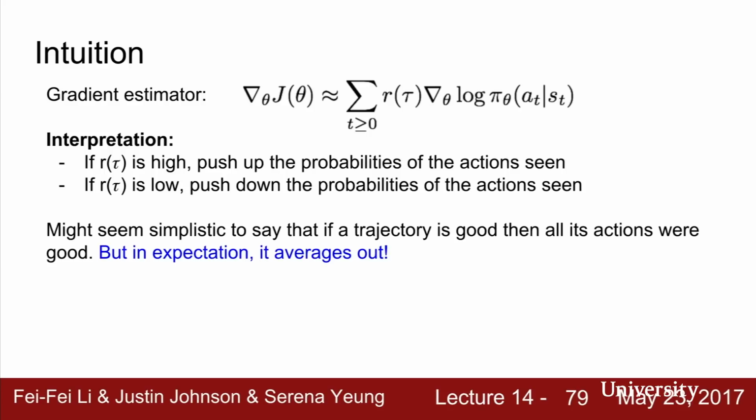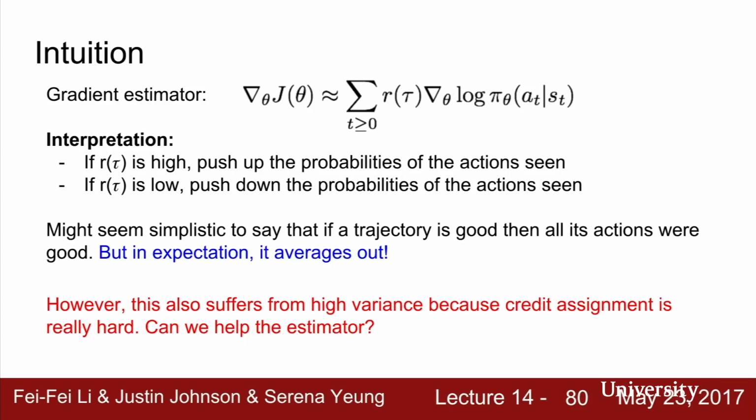Okay, so this might seem simplistic, to say that if a trajectory is good, then all of its actions were good, right? But in expectation, this actually averages out, so we have an unbiased estimator here. If you have many samples of this, then we will get an accurate estimate of our gradient. And this is nice because we can just take gradient steps, and we know that we're going to be improving our loss function and getting closer to at least some local optimum of our policy parameters theta.